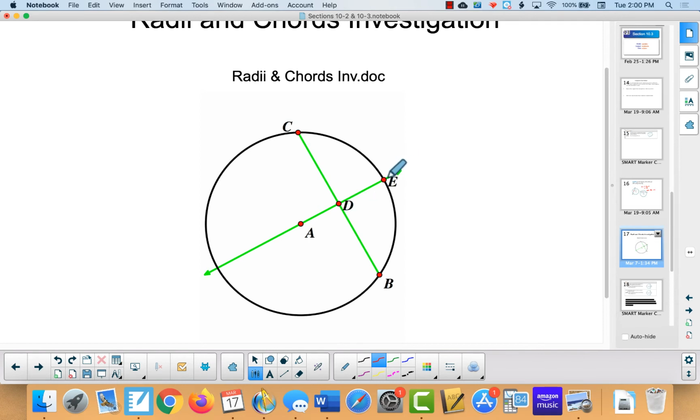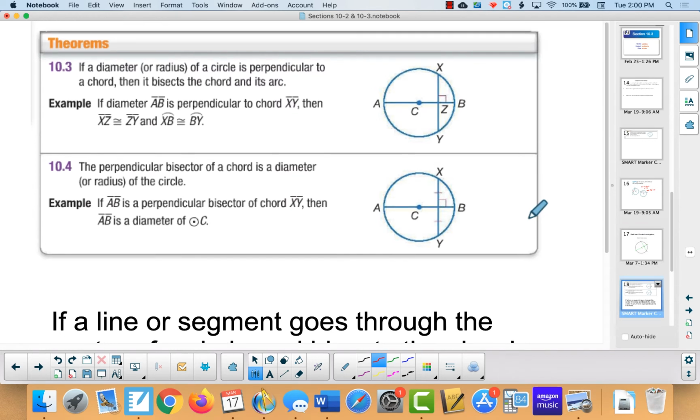And if you have a perpendicular bisector to a chord in a circle, it will go through the center of the circle. So here are the three things that you should have gotten out of that activity. A diameter, a radius, or any line or segment that goes through the center of the circle and is perpendicular to a chord bisects the chord, and also bisects this arc here.